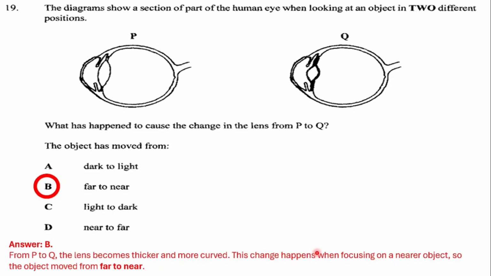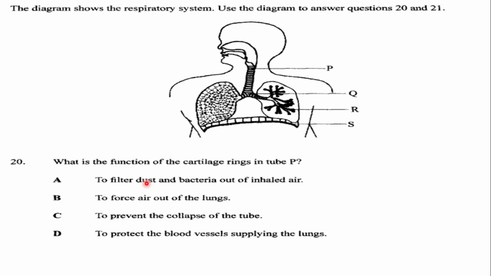This change happens when focusing on a near object. So the object moved from far to near. So the correct answer is definitely going to be B. The object has moved from far to near. Let's move on to question number 20.